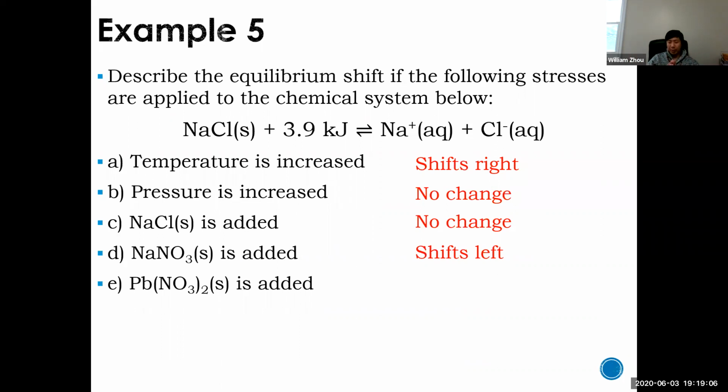That's the tricky part. You have to, A, recognize that I will increase sodium ions because sodium nitrate will dissolve to make more of that, and then Le Chatelier will shift it to the left. E is the hardest. What happens? Lead 2 nitrate is added.